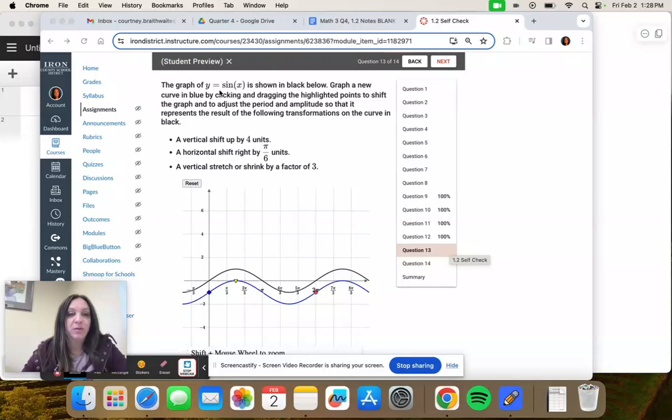The graph of y equals sine of x is shown in black. So here's sine of x. We want to graph the new curve in blue by clicking and dragging the points to new points. So first we have a vertical shift up by 4, a horizontal shift right by pi/6, and a vertical stretch or shrink factor by 3.